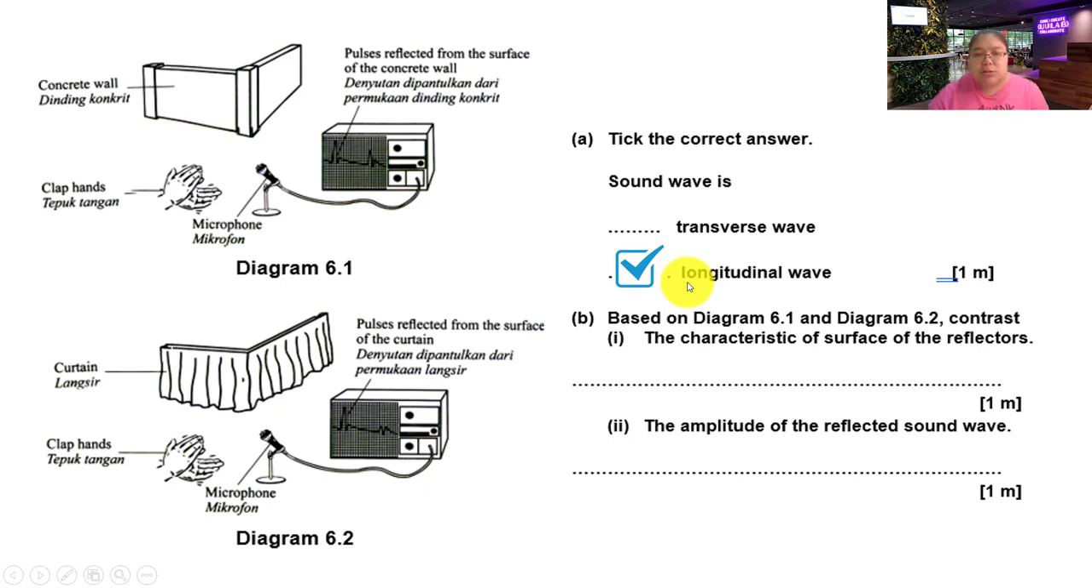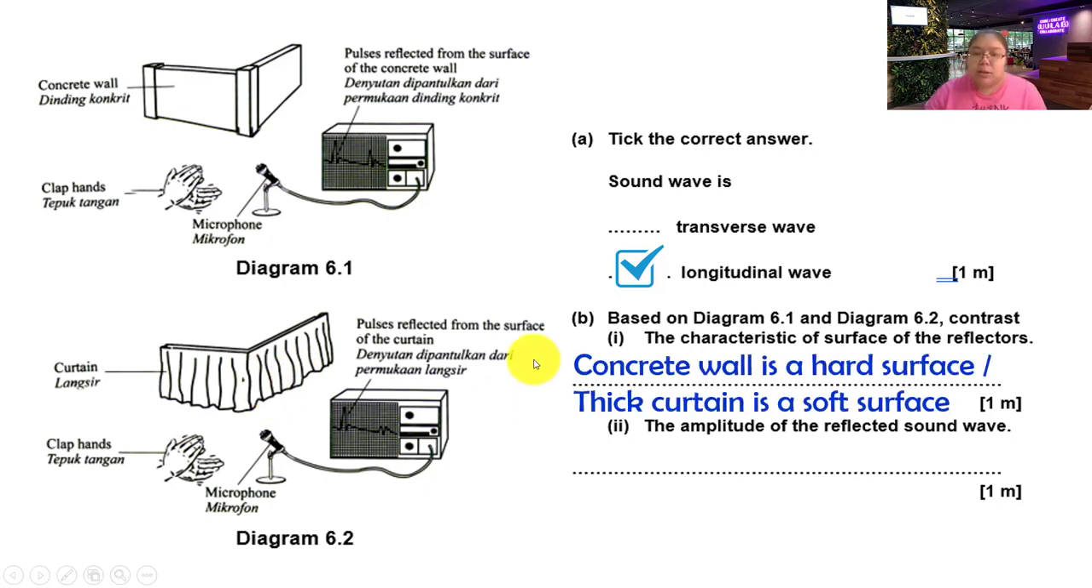Sound wave is longitudinal. Okay, the characteristic of the surface of the reflector: this one, concrete, must be the hard surface, then this one should be the soft surface. Concrete wall is hard, thick curtain should be soft. Amplitude of the reflected sound wave: the amplitude must be 6.1 more than 6.2.